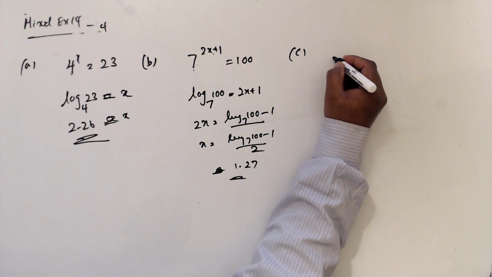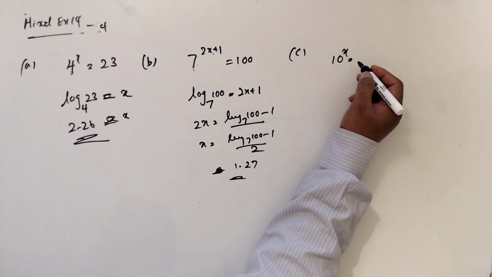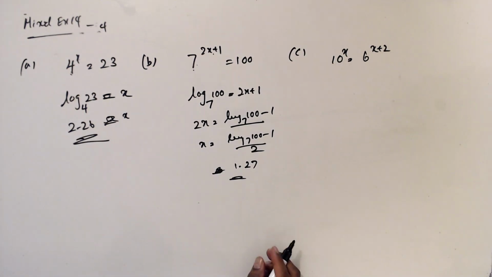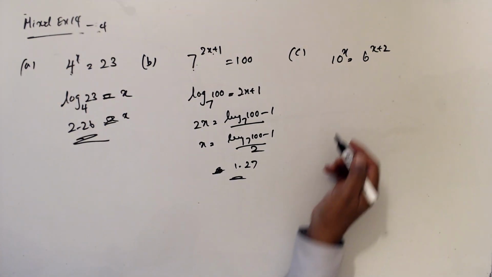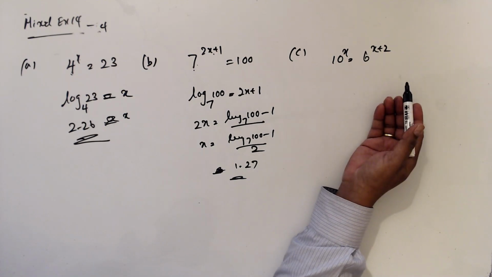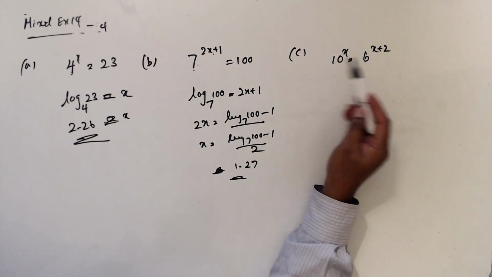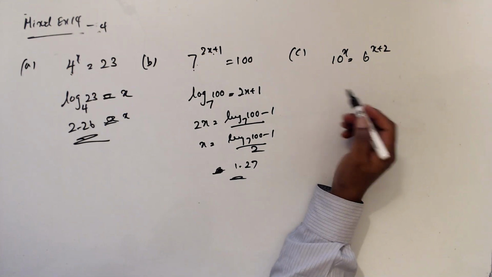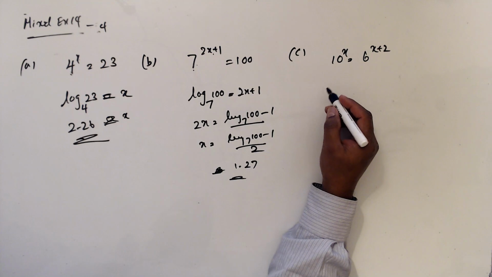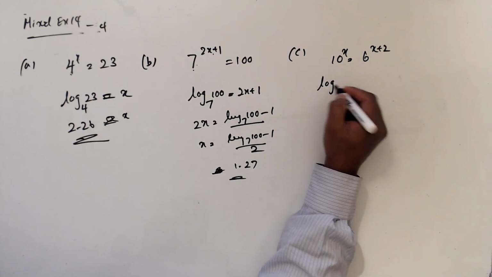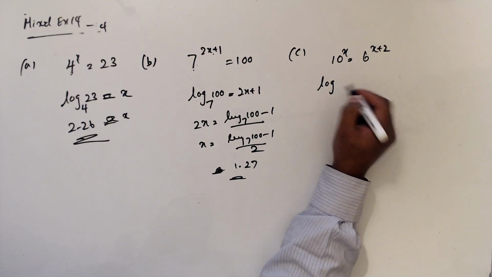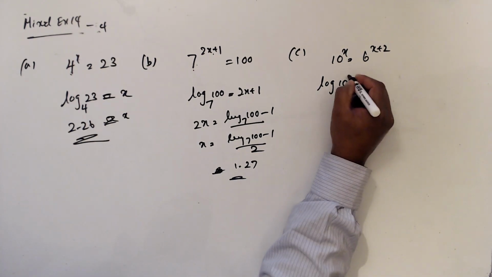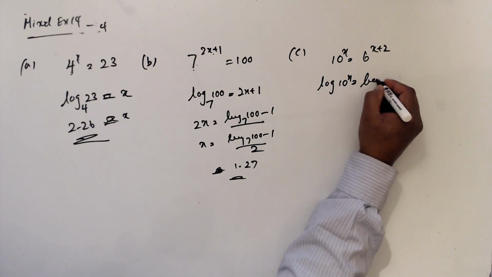And C: 10 to the power x equals 6 to the power x plus 2. Now in this kind of situation, where's the base, where's the power? Okay, base, power, and there is no constant. Now this is critical. In this kind of situation, we have to apply logarithm for both sides. So I am applying with 10 base. If you want, you can apply with any base, but this is 10 base. That's why there is no sign.